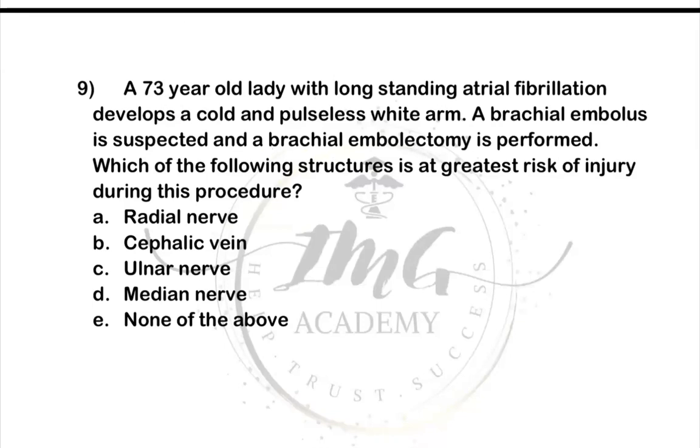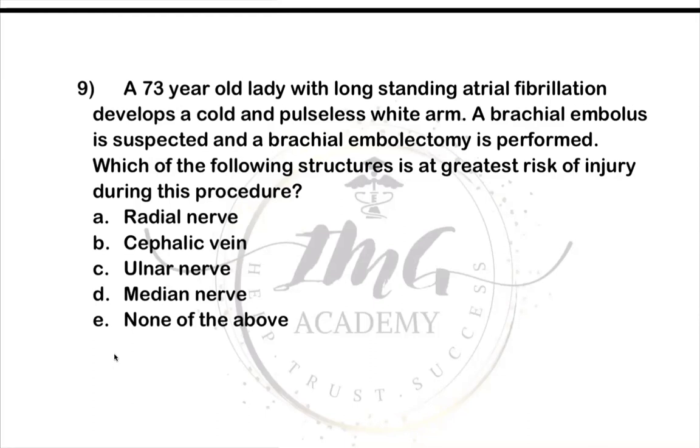A 73-year-old lady with long-standing atrial fibrillation develops a cold and pulseless right arm. A brachial embolus is suspected and a brachial embolectomy is performed. Which of the following structures is at the greatest risk of injury during this procedure? You can read the options first.